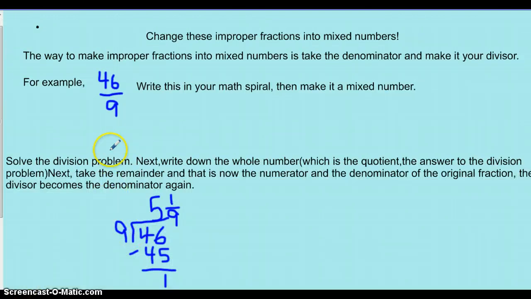How'd you do? 9 was my denominator, now it's my divisor. This was my numerator, now it's my dividend. 9 goes into 46 5 times, then I subtract it from, and I get 1. My remainder becomes my numerator. My denominator is still the same.